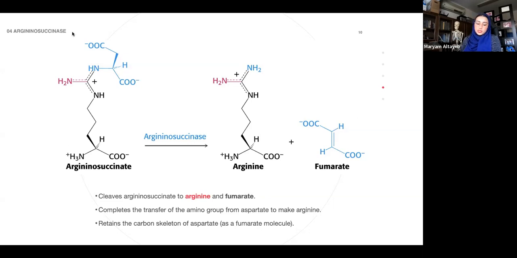So argininosuccinase. Again, in the enzymes, we have CO, ignore the L, AAA. So now we finished carbamoyl phosphate synthetase 1. We have ornithine transcarbamylase, right? And then the first A was argininosuccinate synthetase, which we finished. Now we have argininosuccinase, and now we have our last enzyme to worry about.